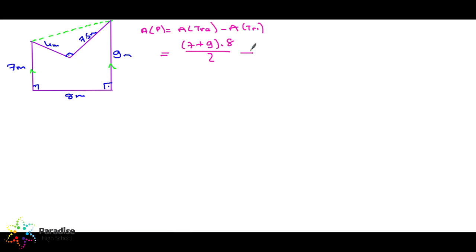And what is the area of the right triangle? The product of the legs, 4 times 7.5 divided by 2. So that makes 64 minus 15, so the answer will be 49 meters squared. So that's a different approach.